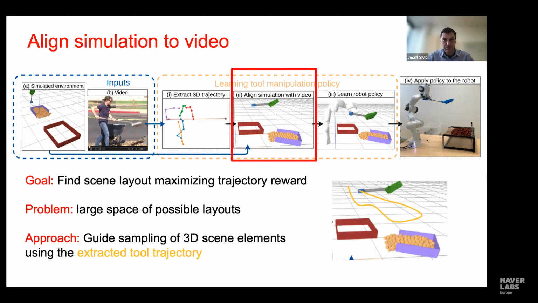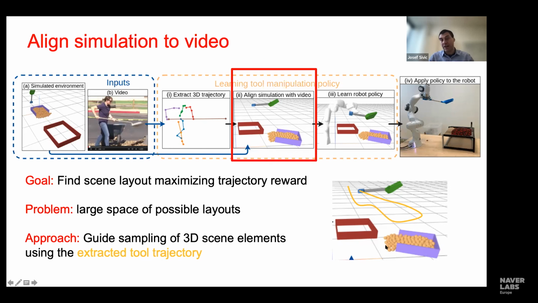But now we have the trajectory of the tool. And the next step is to align the simulation environment with the video. So here, the goal is to find the scene layout of these different elements in the environment that maximize the sparse reward of the trajectory which we've extracted. So we have this trajectory of the tool extracted from the video, and the goal is to find the arrangement of these elements in a way that maximizes the sparse reward of transferred material.